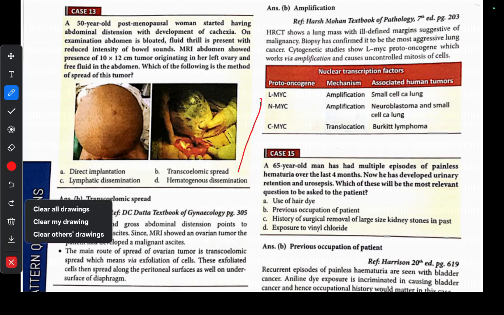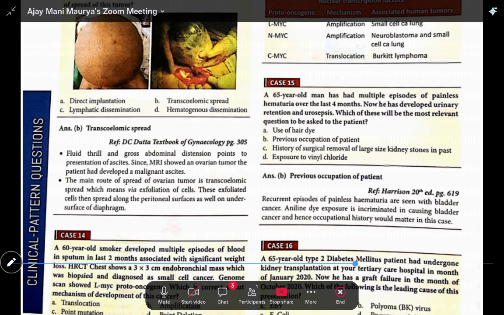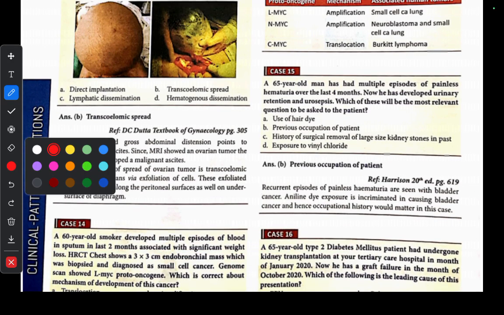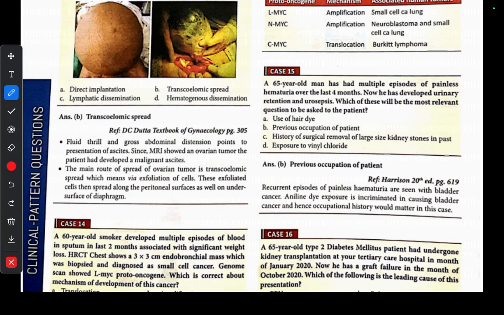The next one, 65-year-old man has multiple episodes of painless hematuria over the past 4 months. Now he developed urinary retention and urosepsis. So in this one, you have to ask the history of the patient because it will be because of aniline. Okay, na, aniline dye exposure is causing bladder cancer, and also the occupation. That's why you have to ask, because he is a 65-year-old man with multiple episodes of painless hematuria. So you have to ask the history, and also you know arsenic also causes urinary bladder cancer. Okay.